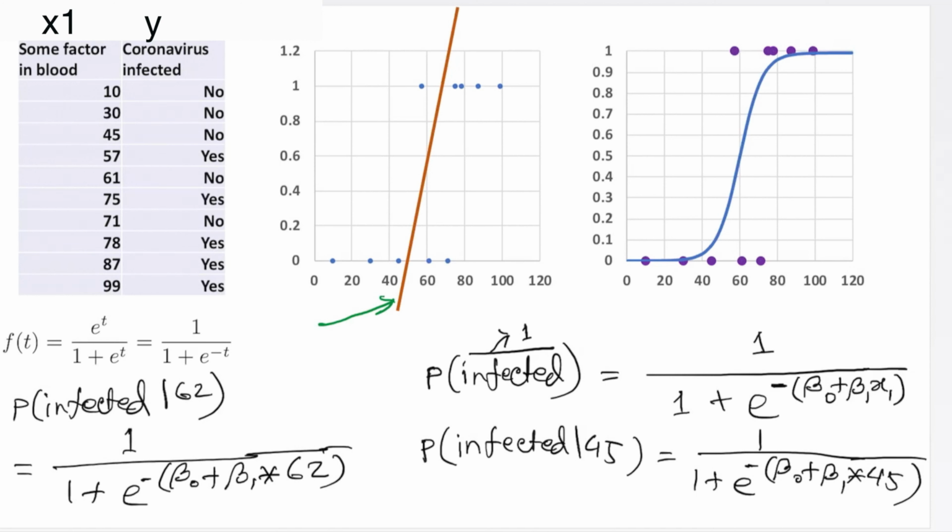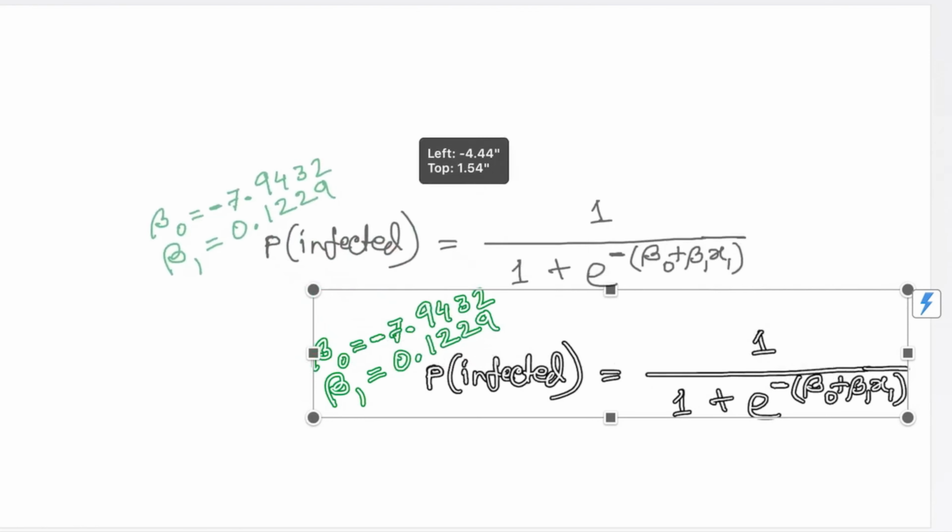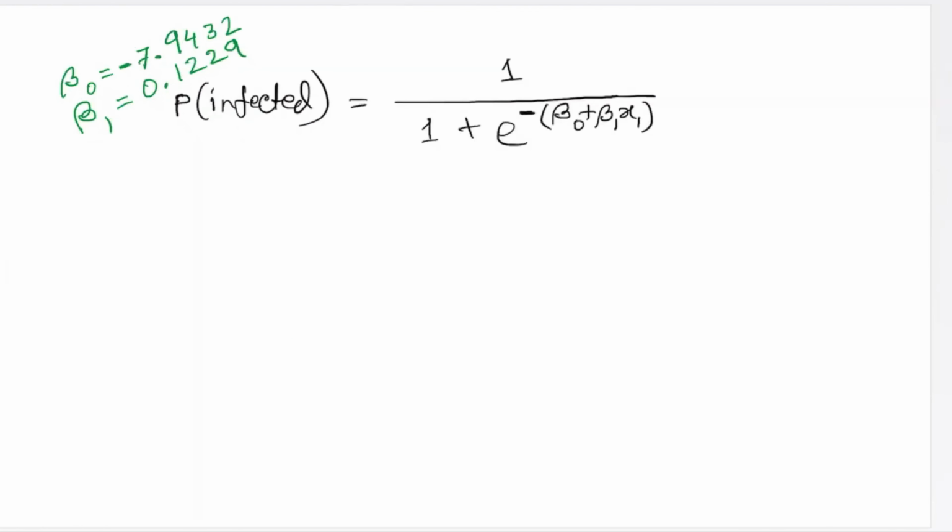Let us say that we somehow retrieved the beta values using a package or a solver. Beta naught is equal to negative 7.9432 and beta 1 is equal to 0.1229. With this calculated beta naught and beta 1, we will be predicting whether a person is infected or not for any blood factor sample.